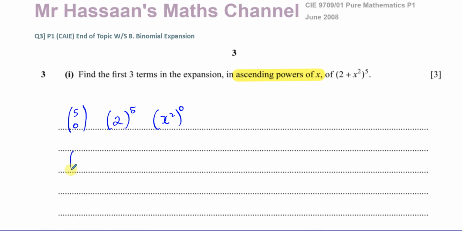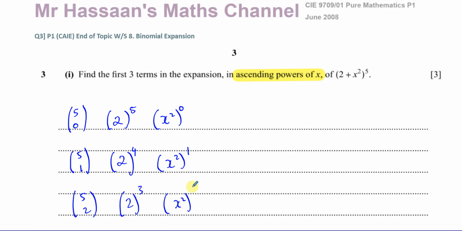So the second term will be given by 5, 1. That top number stays the same, it's the same as this power. This one increases by 1, and in these cases the powers keep changing, like this one decreases by 1, this one increases by 1, such that these will always add up to that 5 up there. And we have one more term because there's first 3 terms. That's the first term, second term, third term is going to be 5, 2, and we have here 2 to the power of 3 because that's going down by 1, and this is x² to the power of 2, it's going up. Okay, so those would give us the first 3 terms in ascending powers of x.